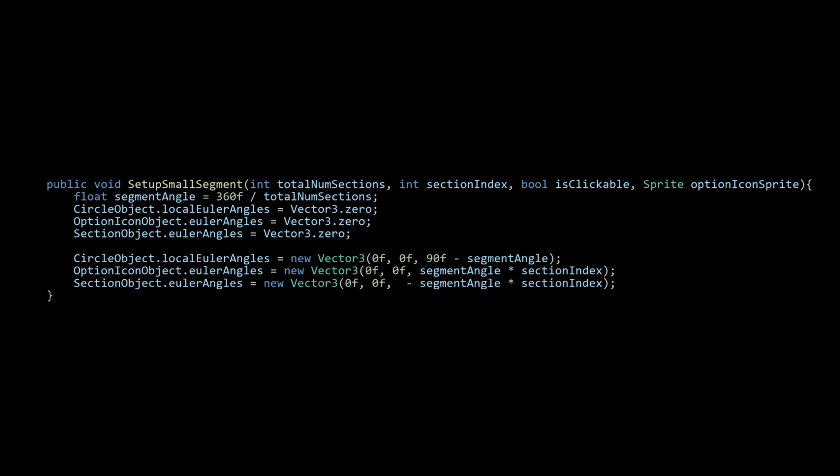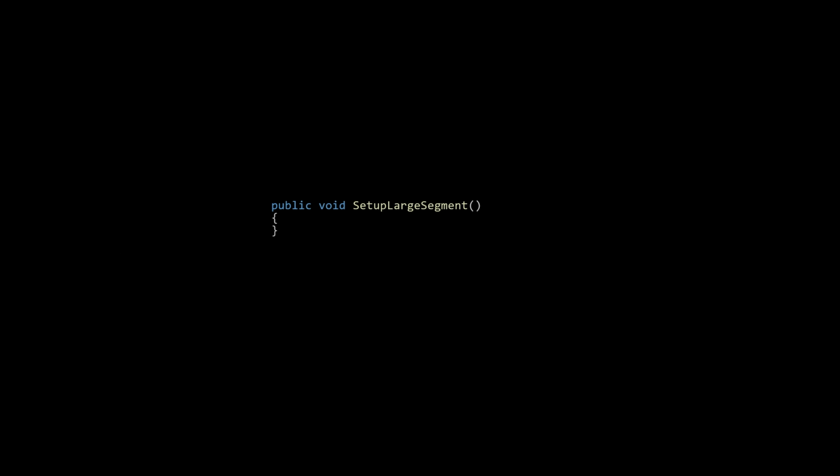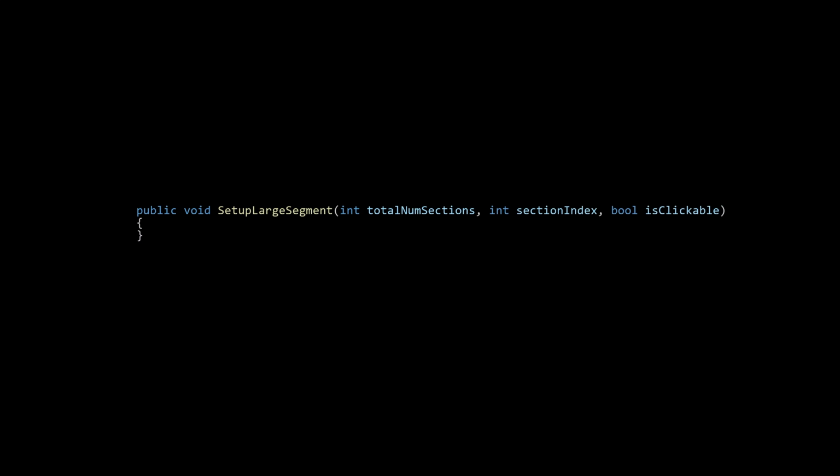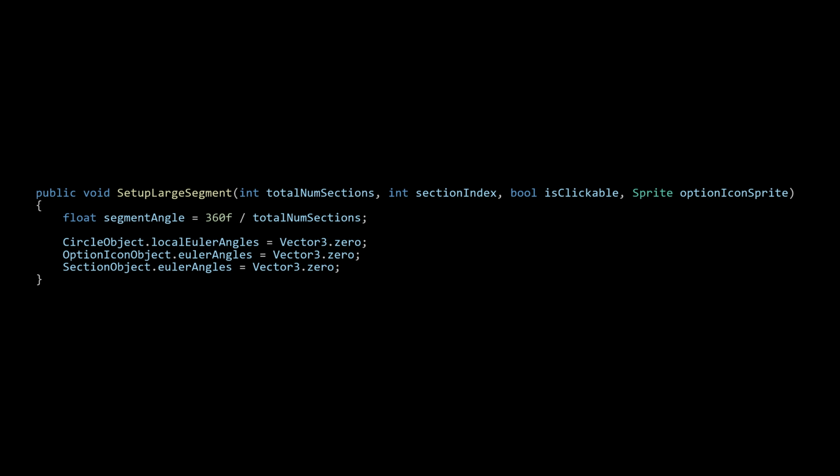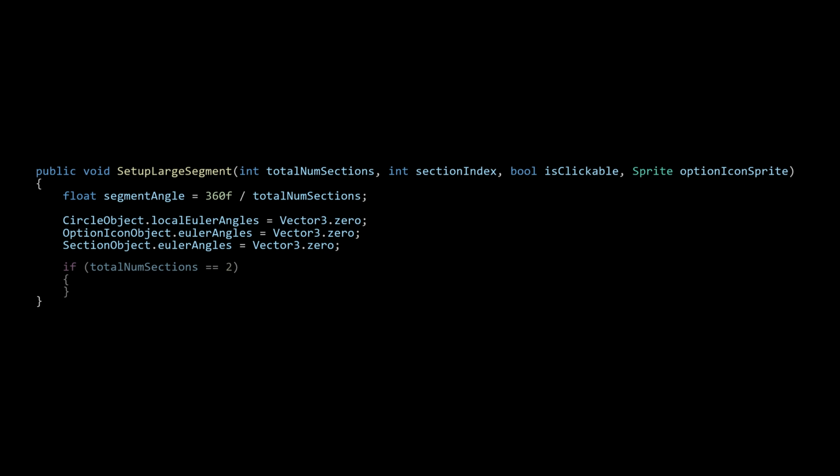Cool, let's jump to our large segment setup. Again, we need some input, the total number of segments, which segment we are, if we can be clicked, and our icon sprite. We start off the exact same as the small segment by calculating our angle and resetting our state. Now this larger setup will only be used when we want 2 or 3 segments.